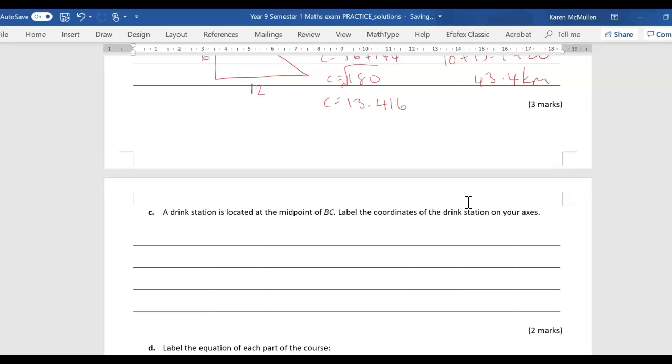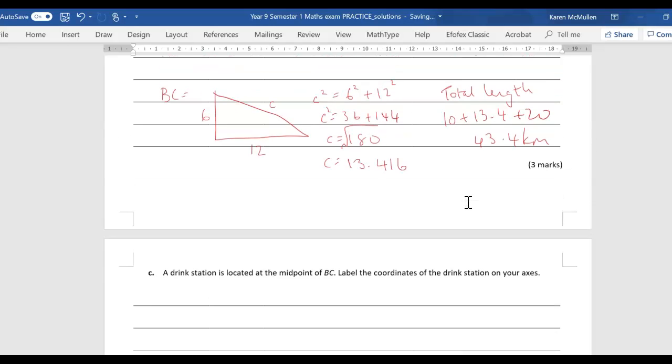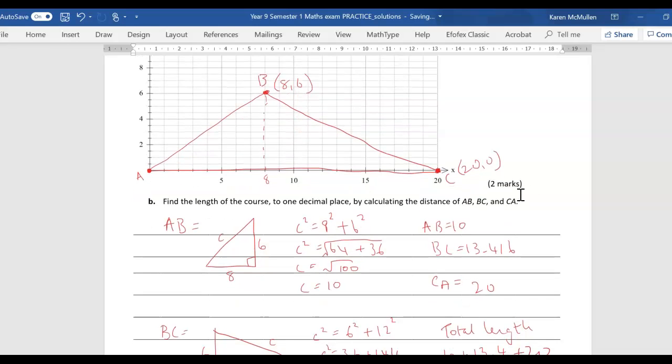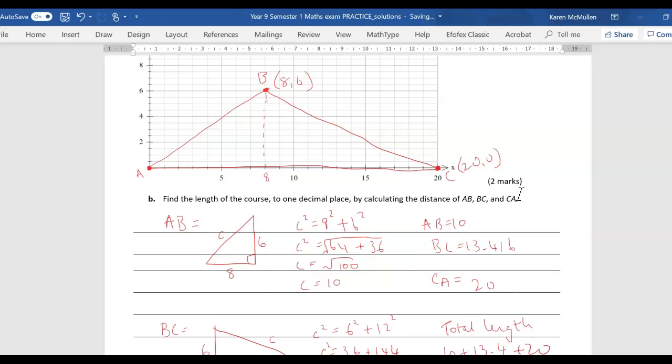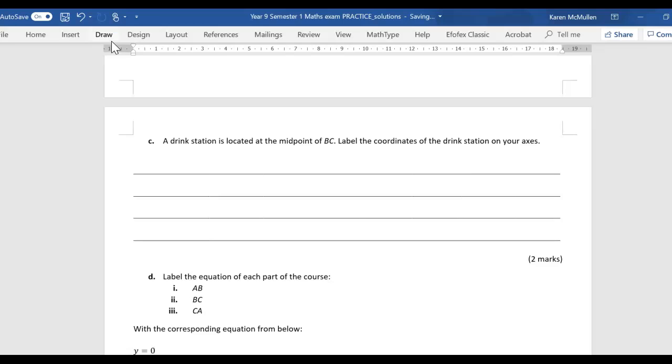All right, next question. A drink station is located at the midpoint of BC. Label the coordinates of the drink station on your axes. So BC is halfway between this point here, which is 8, 6, and C, which is 20, 0. So we're going to use those 2 points to find the halfway point. So you could probably do it from the axes, but I'm not going to. I'm going to do using the formula. So we've got 8, 6, and 20, 0.